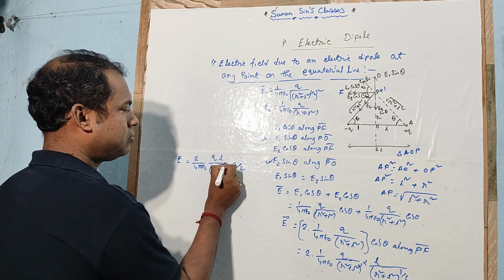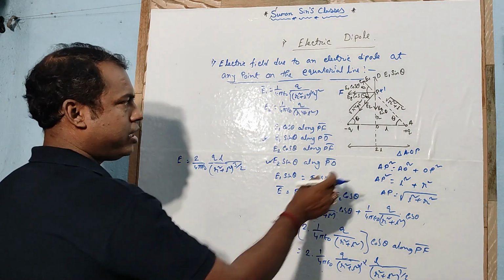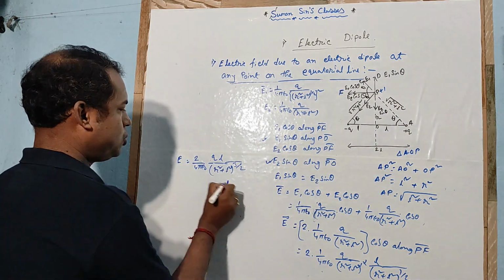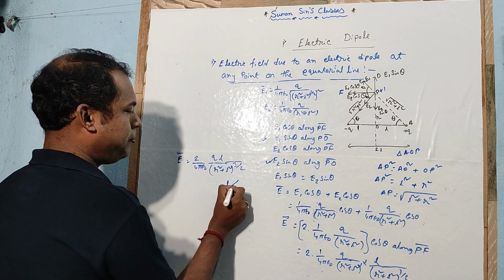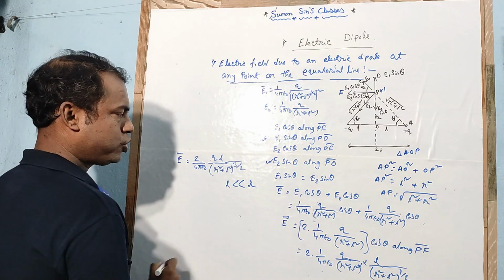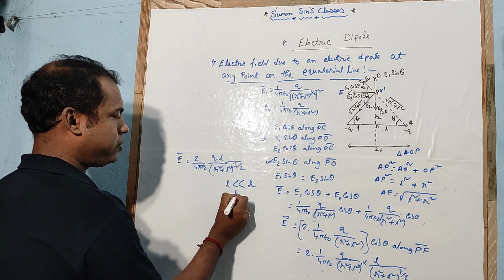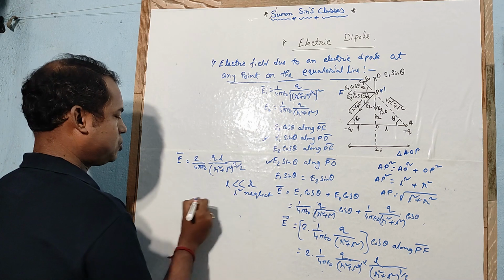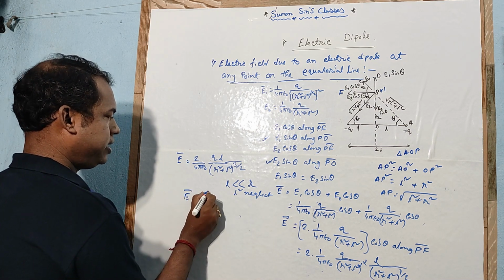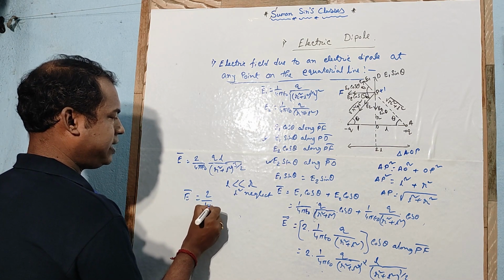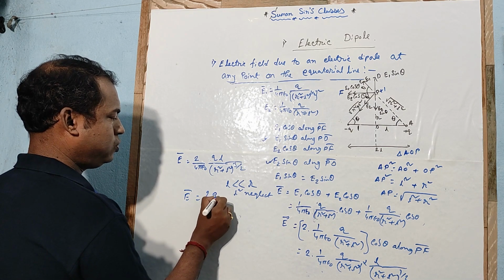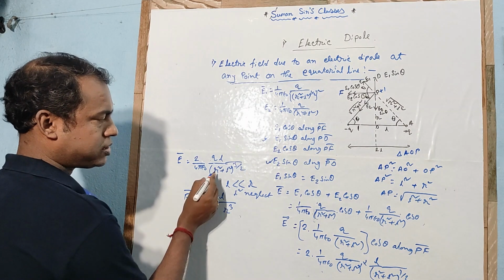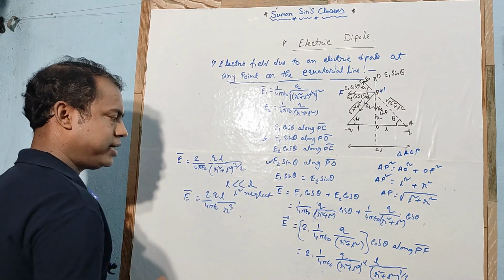In the same way, the distance between the two charges of the dipole is much less, so we consider l much less than r. So we neglect the l square terms here. So we write E equals 1 by 4 pi epsilon naught, 2ql by r cube only, because r square into 3 by 2 cancels out, that is r cube only.